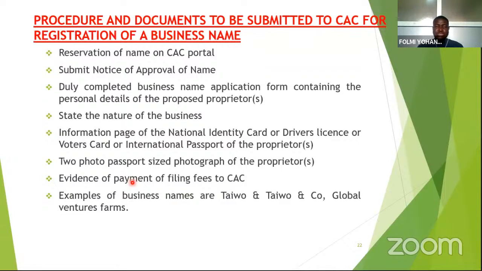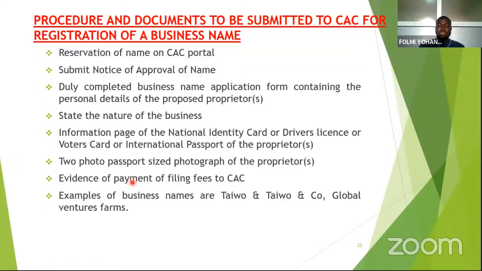Once you enter it, it will direct you to the page where you start filling forms regarding your business. You will fill in information regarding the nature of the business, information from the national identity card and the driver's license, and the proprietors of the company. Once you fill in that information, you will make payment. After you've made payment, you will download the form, sign it, and attach passports of the proprietors of the company. After you've made payment, you need to once again upload these documents to CAC.